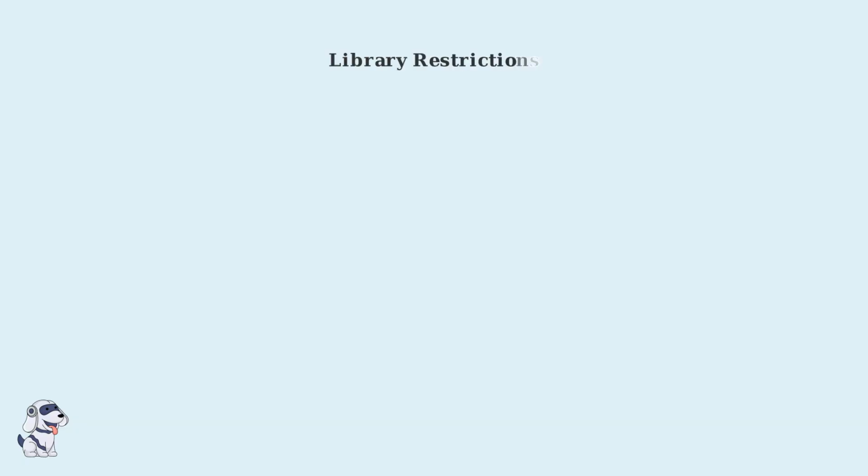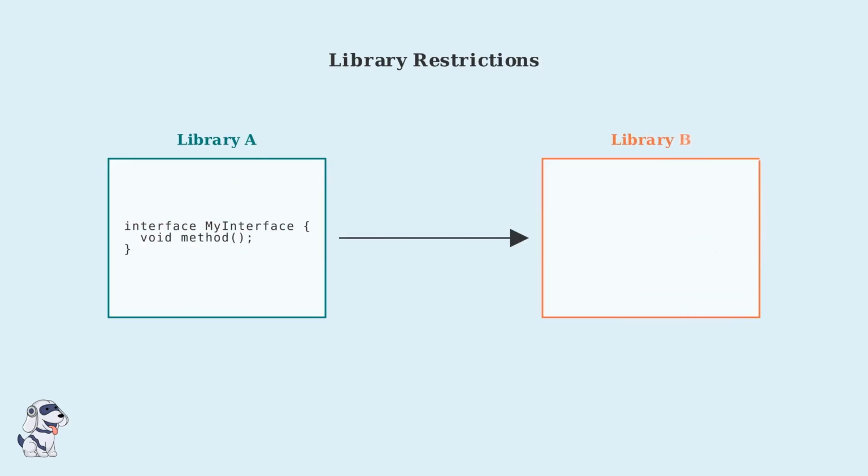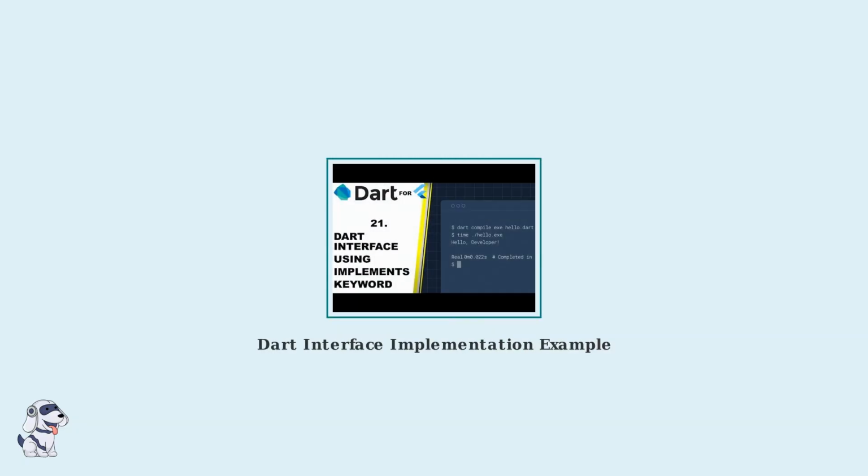There's an important restriction to remember. Libraries outside of the interface's defining library can implement the interface but cannot extend it. This ensures proper encapsulation and prevents unintended inheritance. Let's look at a practical example that demonstrates these concepts in action. Here we can see how interfaces work in a real Dart program.